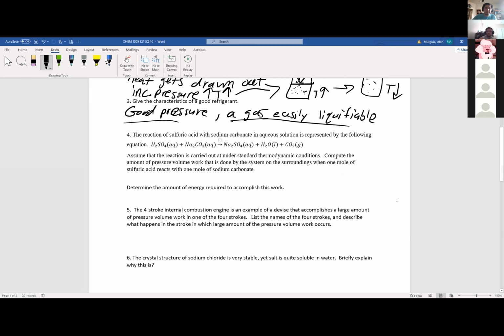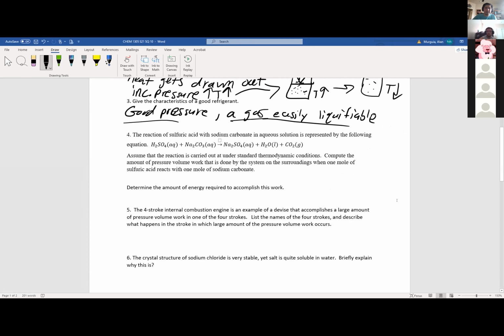The reaction of sulfuric acid with sodium carbonate in an aqueous solution is shown in this reaction, where we have sulfuric acid and sodium carbonate making sodium sulfate, liquid water, and carbon dioxide gas. Assume that the reaction is carried out under standard thermodynamic conditions. It's asking us to compute the amount of pressure-volume work that is done by the system onto the surroundings when 1 mole of sulfuric acid reacts with 1 mole of sodium bicarbonate.